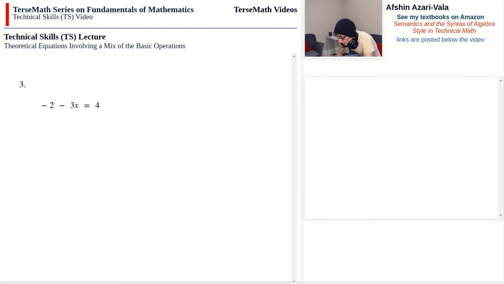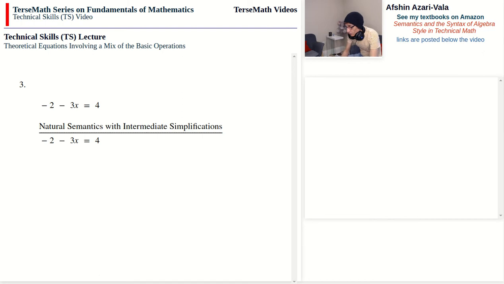Okay, problem number 3. Negative 2 minus 3x is equal to 4. Here is natural semantics with intermediate simplifications. Now this time I'm not going to use color coding. So we've got two terms, -2 and 3x, and we solve for the term that contains the unknown.